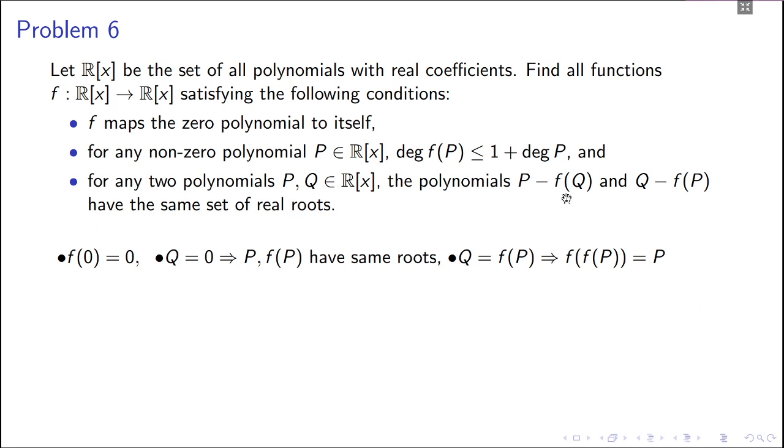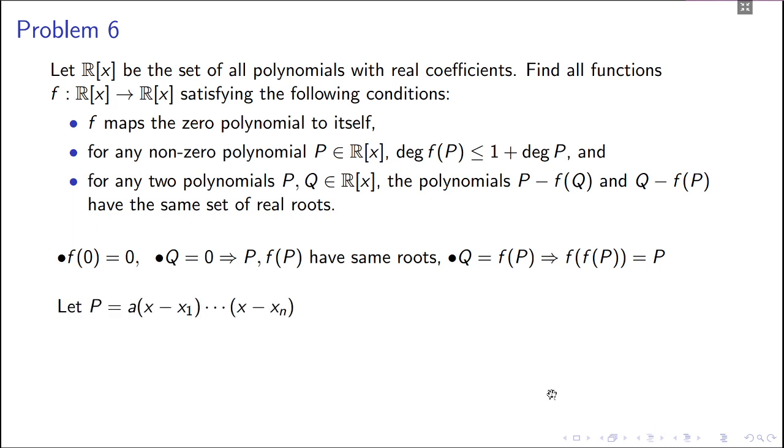And then you do something else. You put q equal to f of p, then this becomes 0. That means this also has to be 0, so it is identically 0. So f of f of p must be p. This is again a new relation that you see.